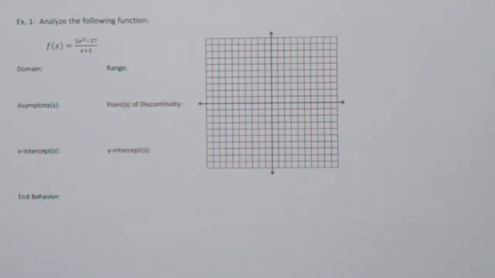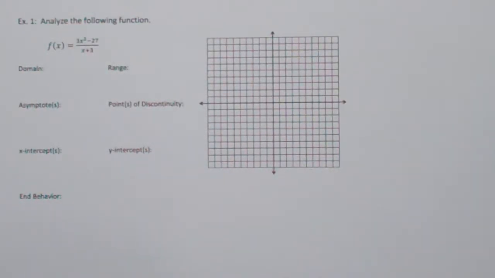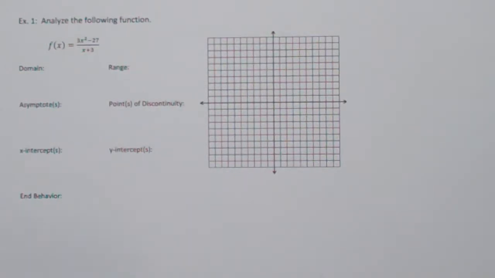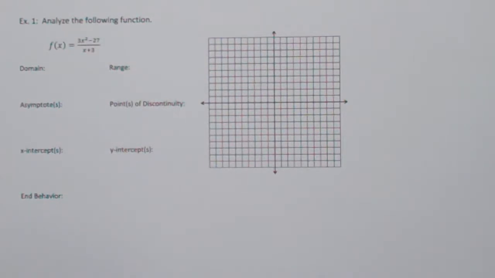In example 1, we're asked to analyze the following function. We've got f of x here. Looks to be a rational equation. So one of the things that we can do right away is we can see what would help us to graph this thing.